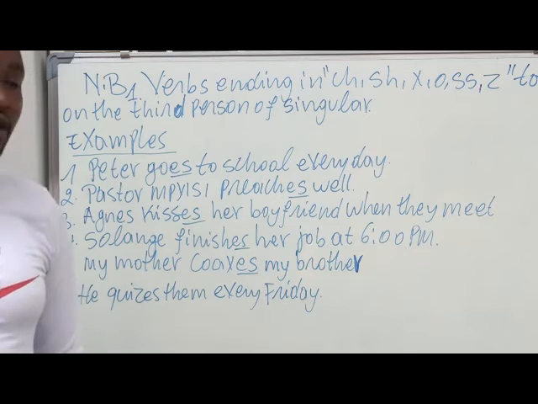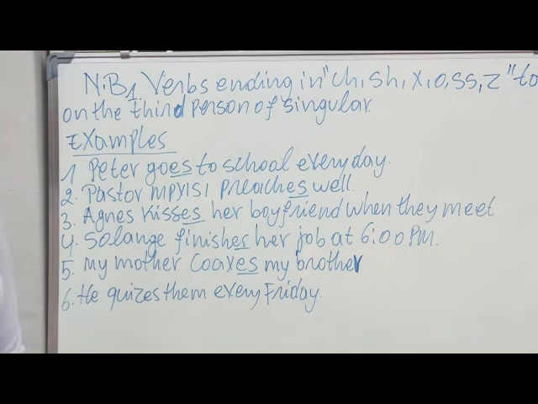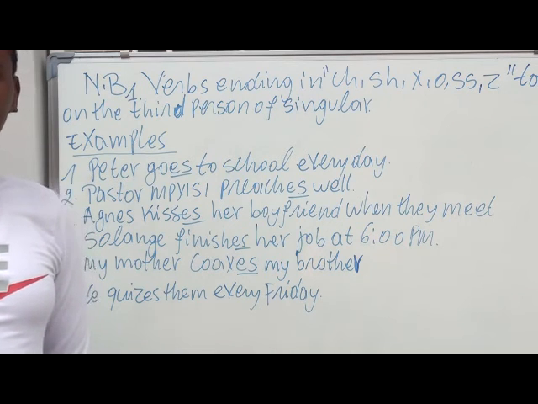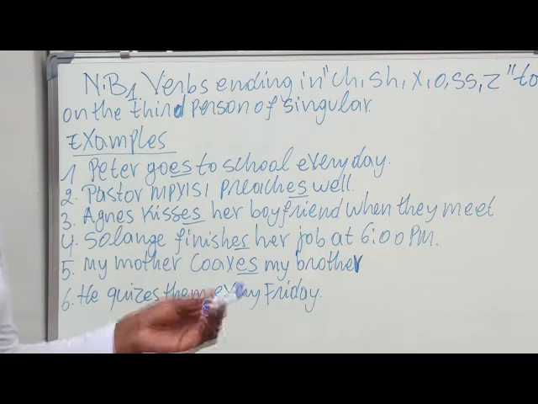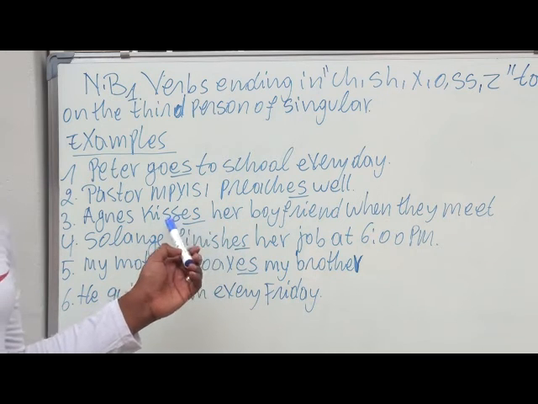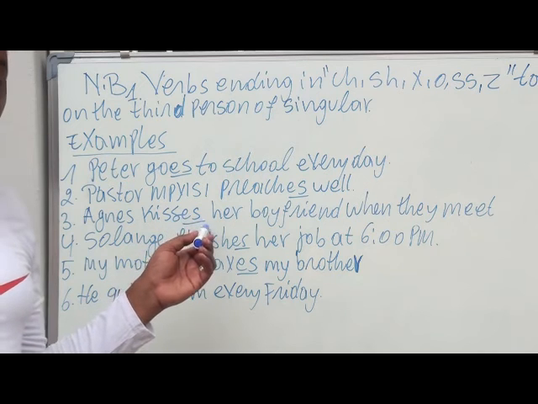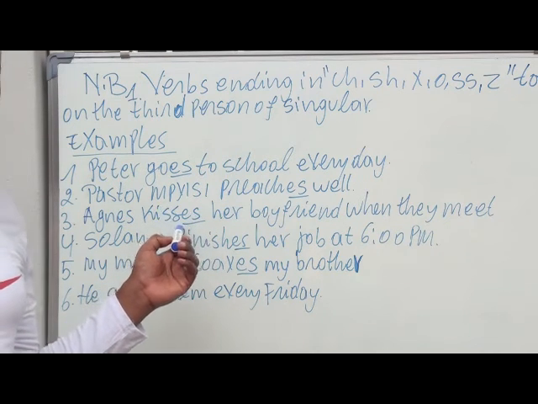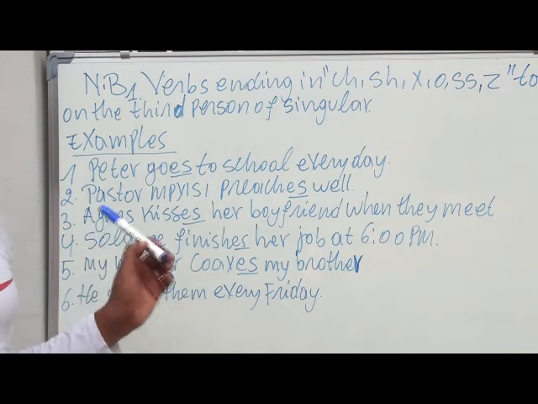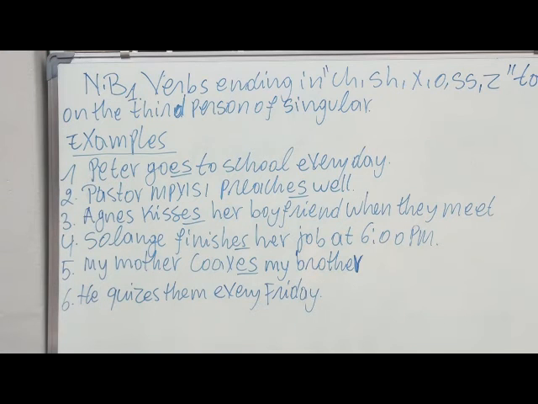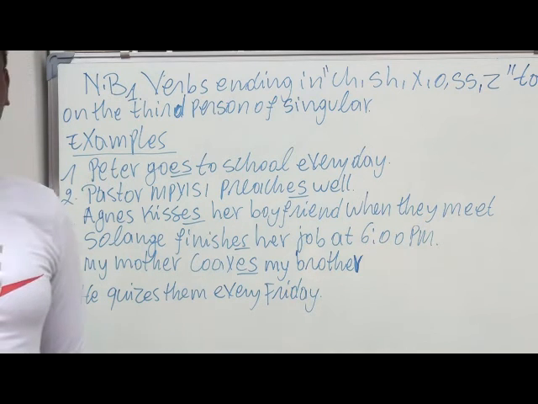Third example: Agnes kisses her boyfriend when they meet. Here we have the verb to kiss with a double s, and we should add es because we have a verb ending in double s and a subject which is a third person of singular. Agnes kisses her boyfriend when they meet.